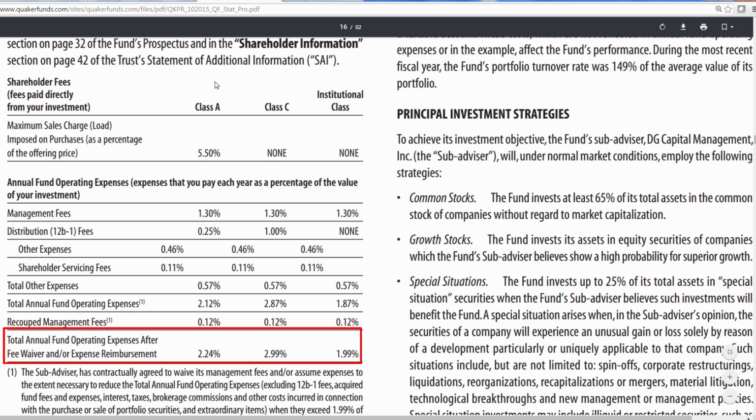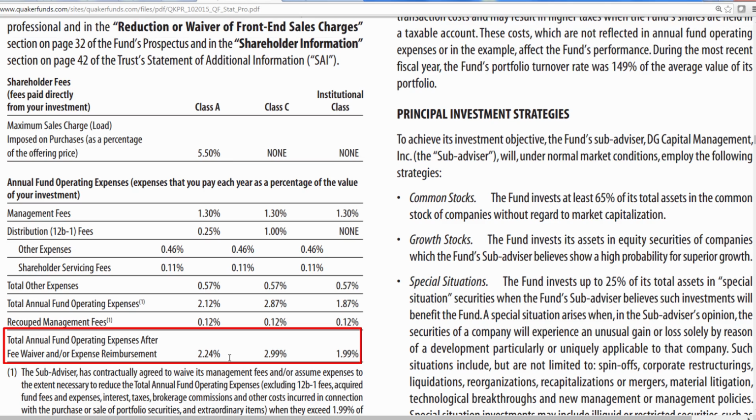So if I'm just a regular investor and I bought a Class A share, I'm going to pay 5.5% just to buy the fund. And then every year, I'm going to get charged 2.2% on my holdings. Compare that to a no-load fund, which is zero and might be less than 1% as far as expenses, or the average is 1% for even actively managed funds and less for index funds.